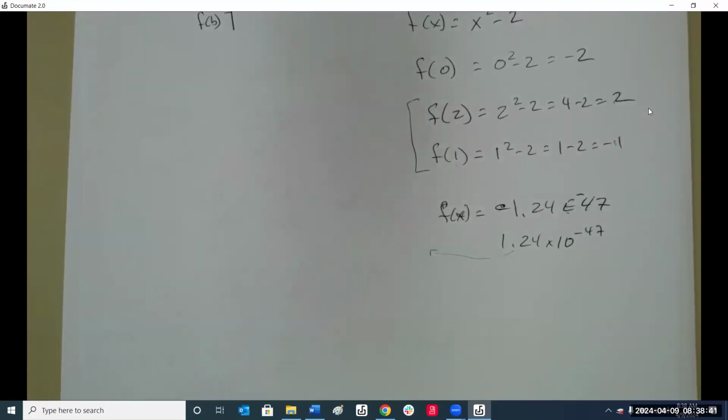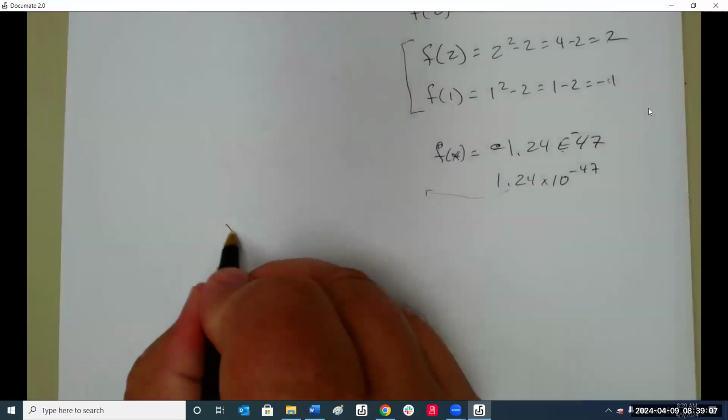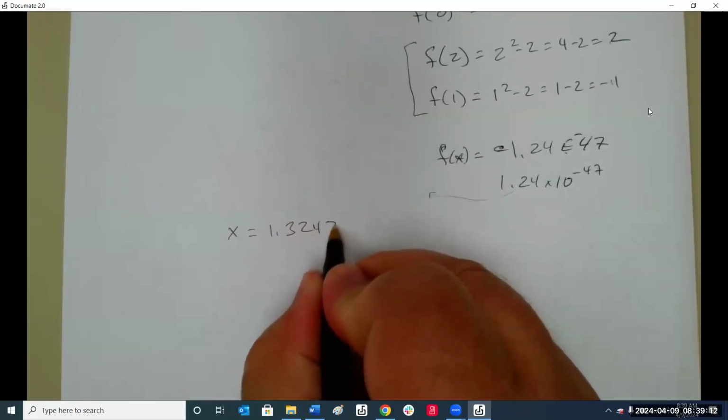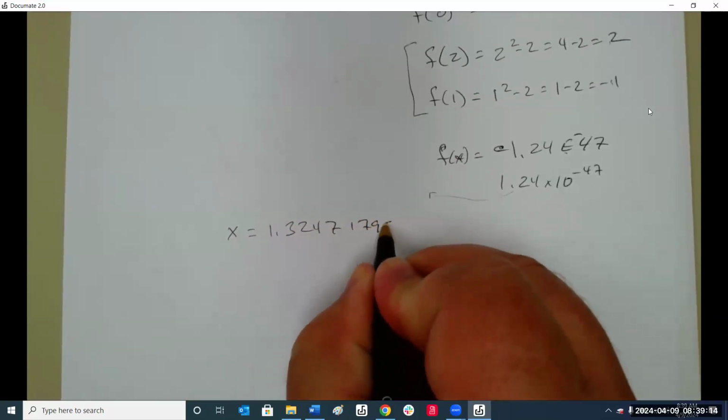So that's why you use computers. And then the limit there is how accurate your values are going to be. It's called the degrees of freedom. How many decimal places till you're satisfied? All right, so we'll keep on going in this method until we get x equals 1.324717957.